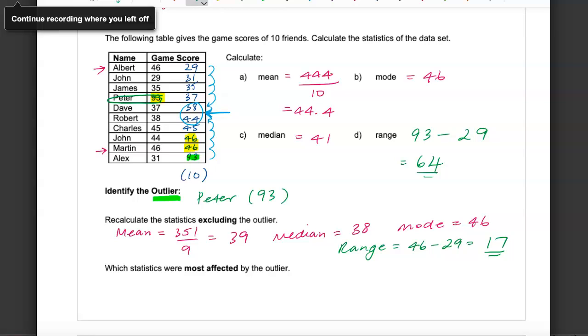So we can see by having one extremely high score, it's really changed our statistics. We can see that our mean and our median have both decreased, particularly our mean. And our range has had a large decrease.